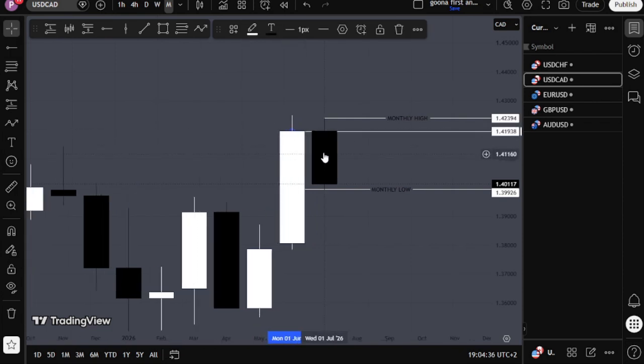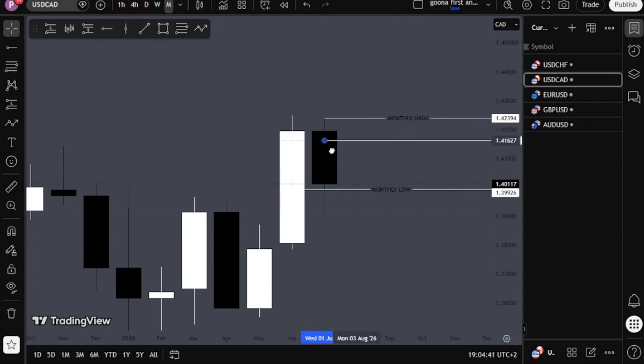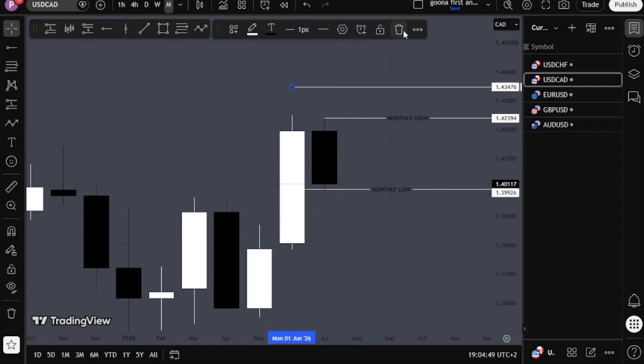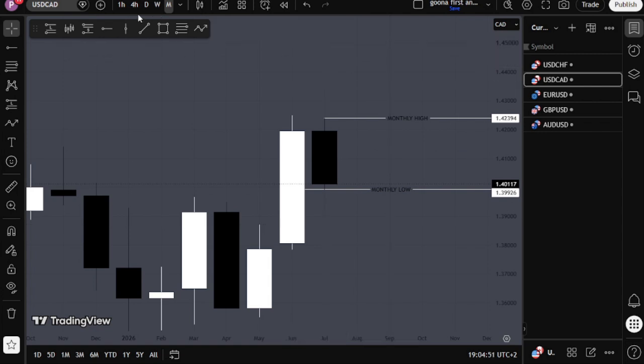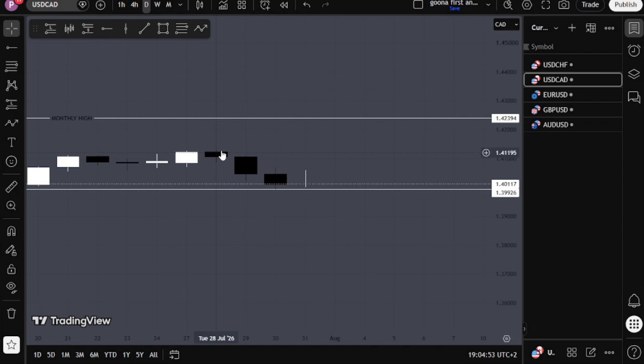If on the monthly the market closes below, if it's a previous month bullish candlestick in the market, the new candlestick closes below that, it shows that it might be time for it to go the other direction. Go to the daily.